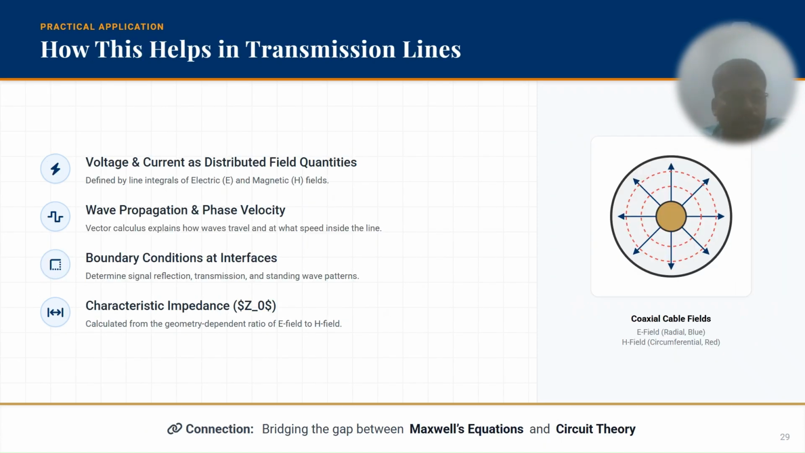So finally, how will it help you? This will help to solve various problems related to transmission lines, antennas, and any RF or microwave circuit problem: boundary conditions, characteristic impedance, wave propagation, voltage and current distributions. So the connection is bridging the gap between Maxwell equations and circuit theory.